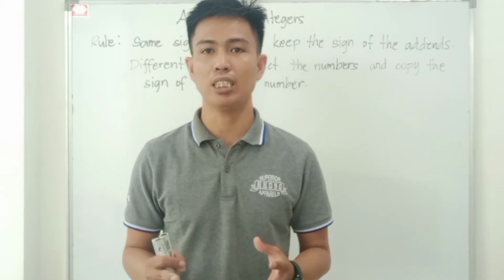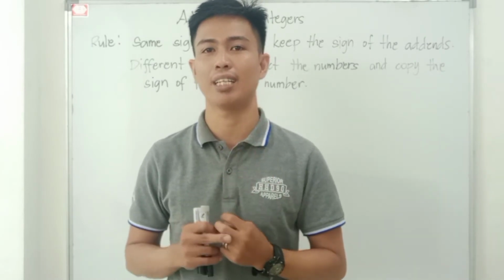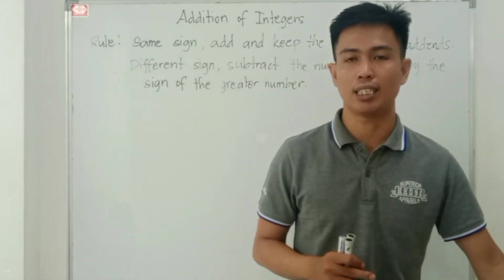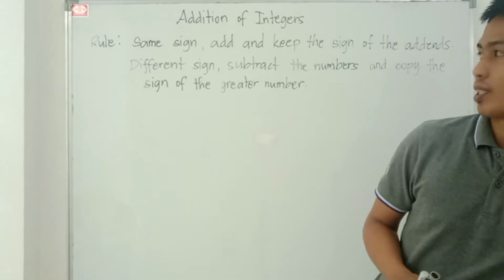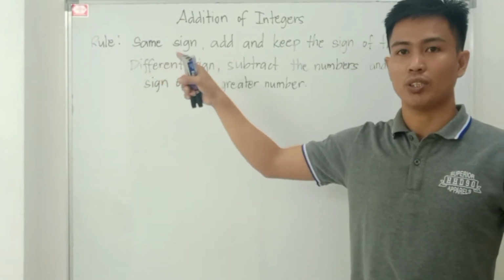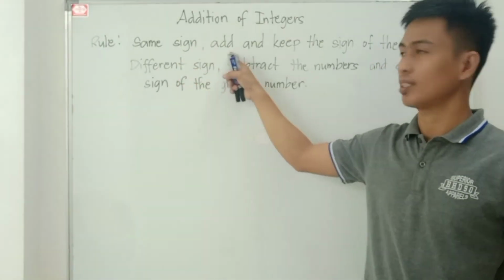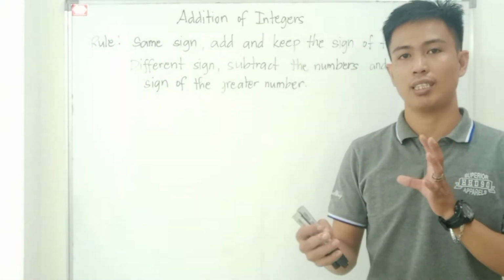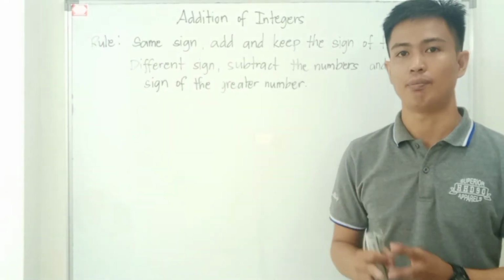So, in adding integers, there are rules. Meron tayong dalawang rules kung paano mag-a-add ng integers. So, the first one is, if you are adding integers with the same sign. So, paano natin gagawin yun? So, adding similar integers or yung integers na magkapareho ng sign, we just add the numbers and keep the sign of the addends. So, ibig sabihin, i-add lang natin yung numbers at kakopyahin natin yung sign ng mga numbers.